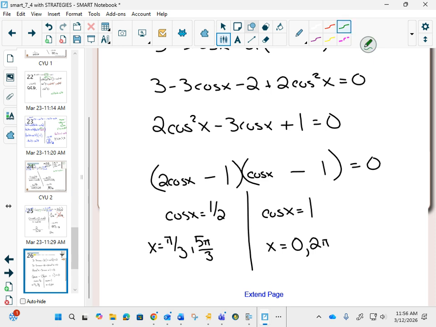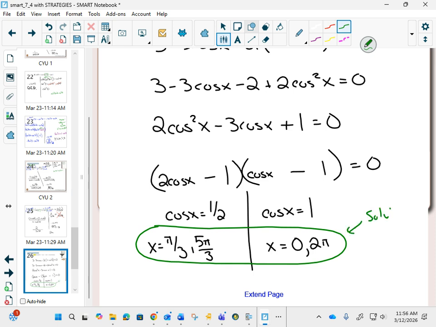Again, this part here, I'm going to put a big green box around it, and I'm going to make a note. Those are my solutions between 0 and 2 pi. And now I'm hopeful, I'm going to reread the question and hope that the question said between 0 and 2 pi. So I don't have to change anything.